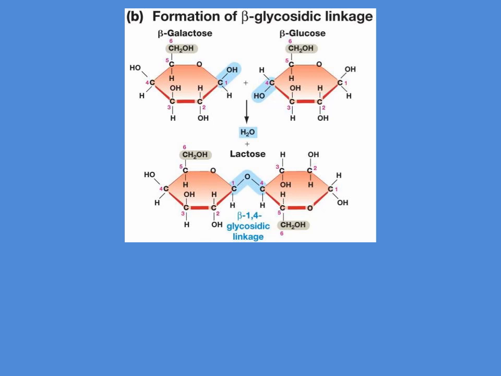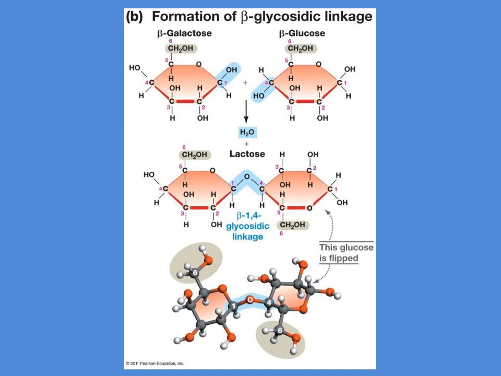disaccharide lactose. If you will notice, the sixth carbons do not remain in the same positions after the linkage forms. The glucose molecule must flip upside down, so that the sixth carbons are in the opposite positions in this disaccharide.